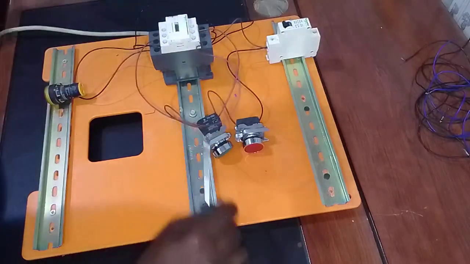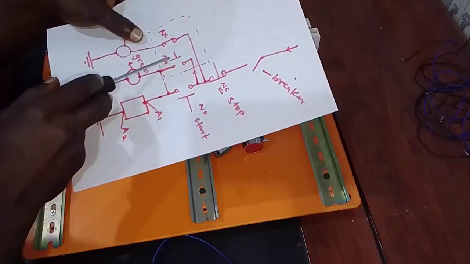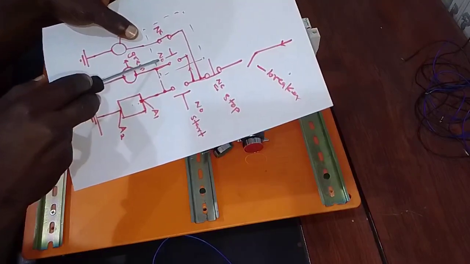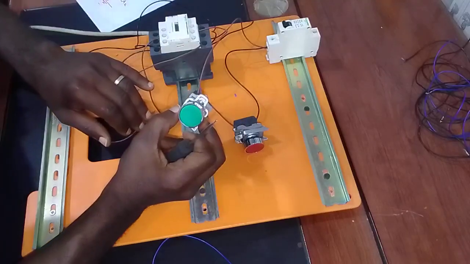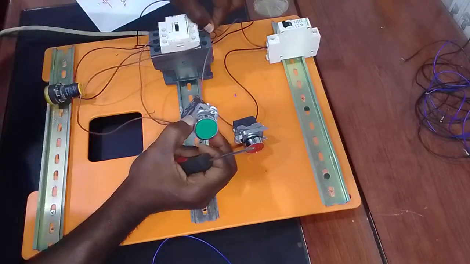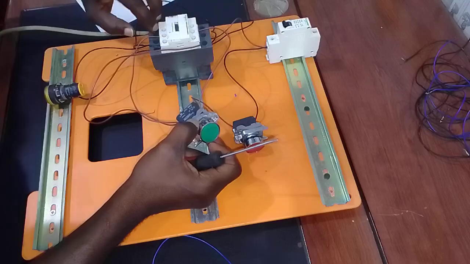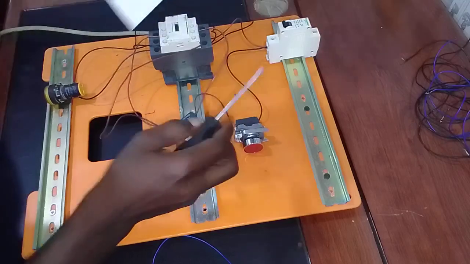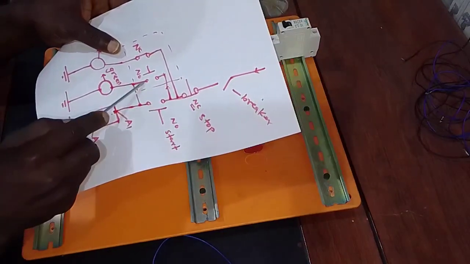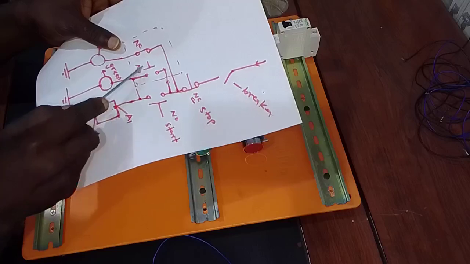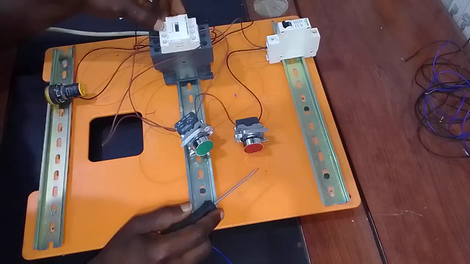Then the branch we have here to the normally open contact on the auxiliary is these two branches. On this same start push button, this is one of the branches, this is another branch, both connected to the normally open. These are the branches to the normally open on the auxiliary contact, as you can see on the auxiliary contact.